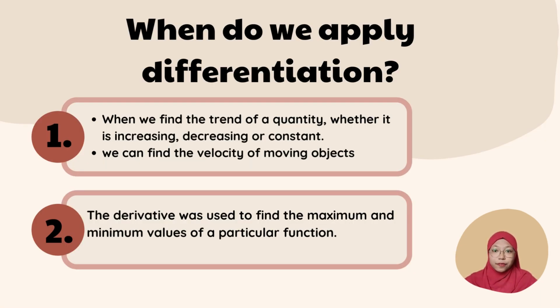When do we apply differentiation? First, we apply differentiation when we find a trend of a quantity, whether it is increasing, decreasing, or constant. Also, we can find the velocity of a moving object. But in our topic, the derivative is used to find the maximum and minimum values of a particular function.